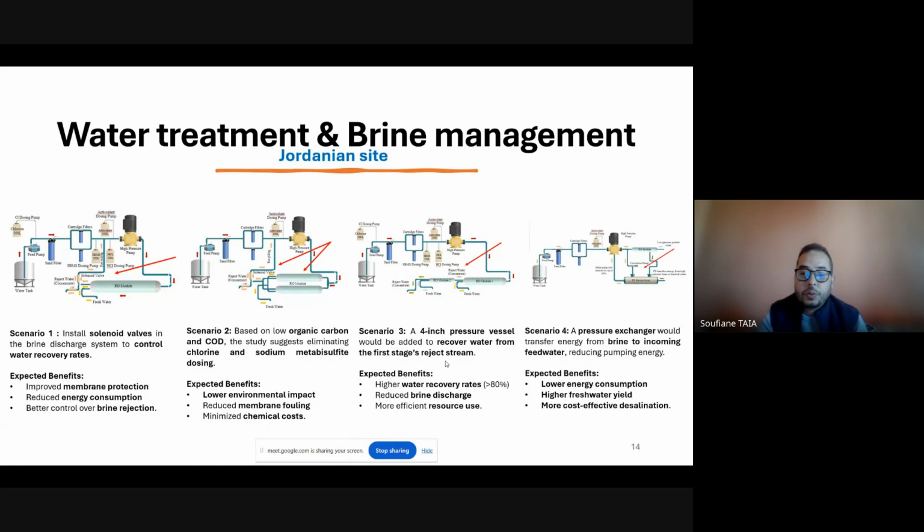So for this, we proposed four scenarios. The first one is to install solenoid valves in the brine discharge system to control water recovery rates. This will protect membranes, reduce energy use, and better manage brine rejection.